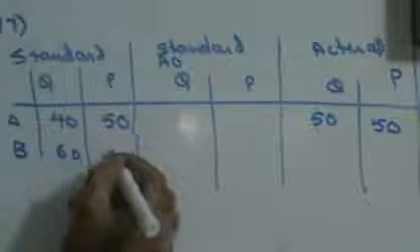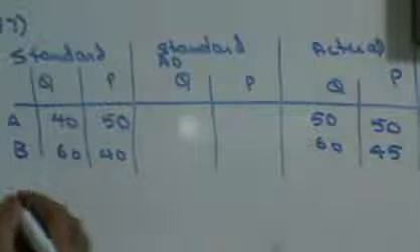Right, let's see this. They're giving two types of material. Material A: standard units are 40 and standard price is 50. Actual units are 50 and actual price is also 50. For material B, standard units are 60, price is 40. Actual units are 60 and the price is 45. Right? Now, let's see this. They've asked you to calculate the three variances.